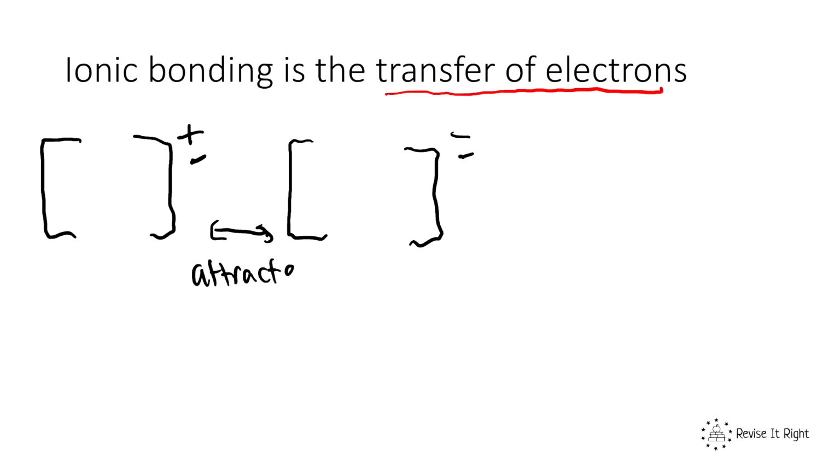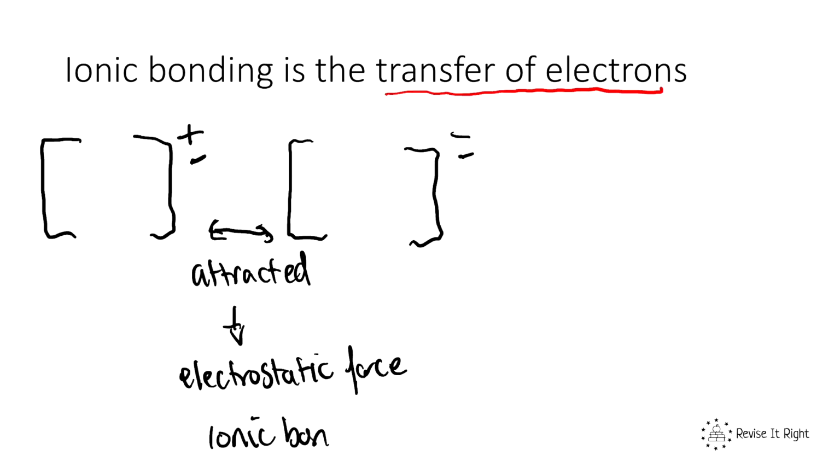Okay, they are attracted to each other by something called an electrostatic force. Okay, and that is because they are oppositely charged. A positive and a negative attract, so they bond. Okay, so the positive ion and a negative ion bond together because they are now oppositely charged. They are attracted to each other by an electrostatic force. This bond here is called an ionic bond.